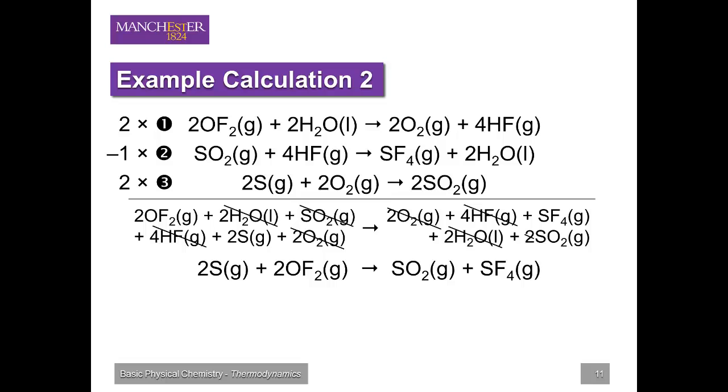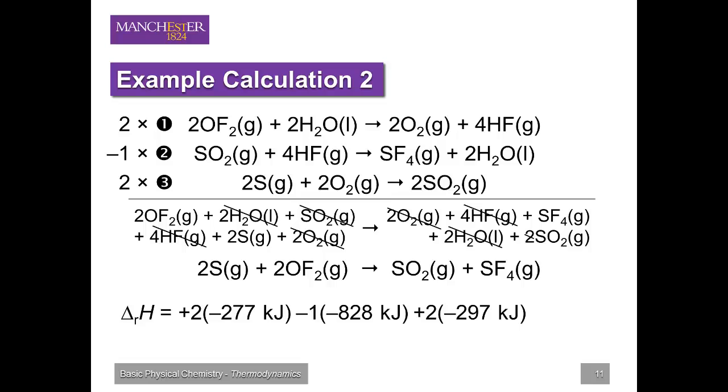And so now it's just a simple matter of multiplying the enthalpy changes for each reaction by the multiplying numbers that we calculated. So we need 2 lots of reaction 1, -1 lot of reaction 2, and 2 lots of reaction 3. And again, if we add all of this together and are careful with our signs, we should get that delta RH equals -320 kilojoules.